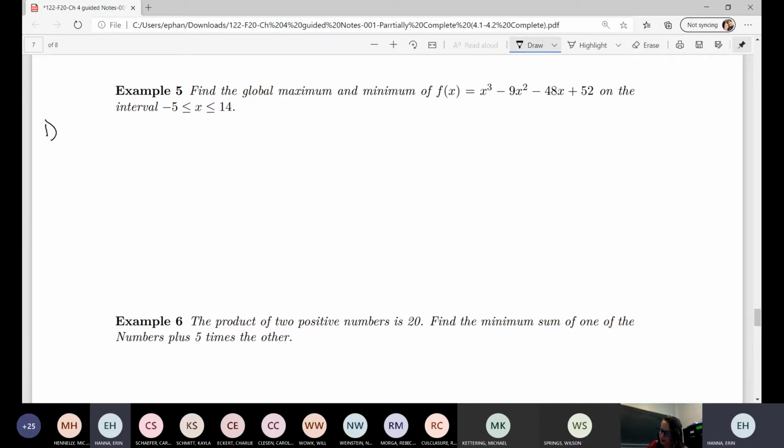To remind us what we're doing, the first thing is we need to find critical points. Remember, that's when we take the derivative and set it equal to 0, and see if it's undefined, which we still need to consider. So we have 3x squared minus 18x minus 48.